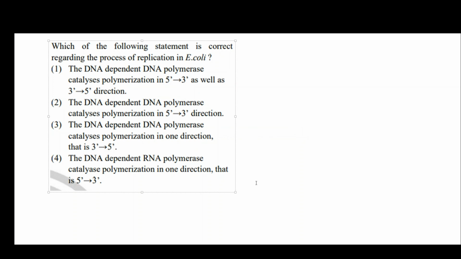Let us solve a question asked in the recent NEET 2024 exam. First let's read the question. Which of the following statement is correct? They're asking for a correct statement regarding the process of replication in E. coli.